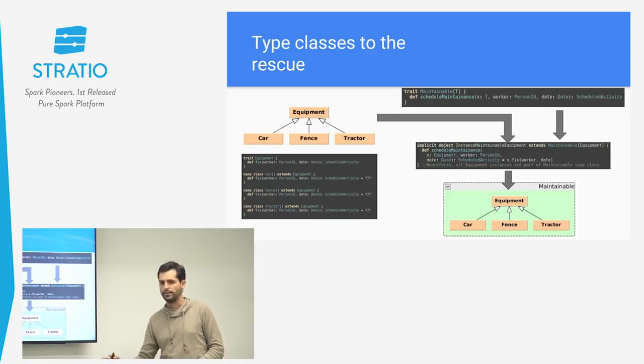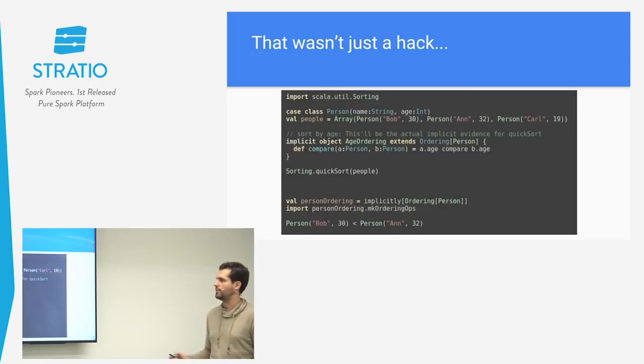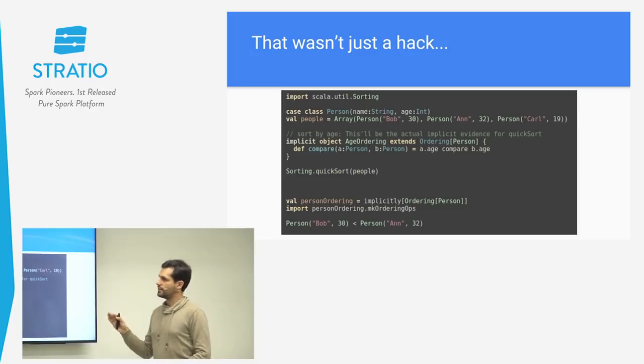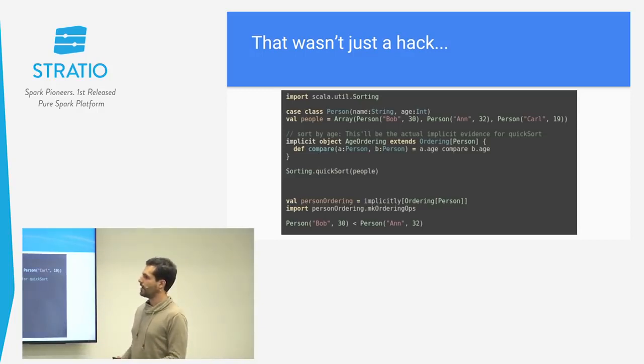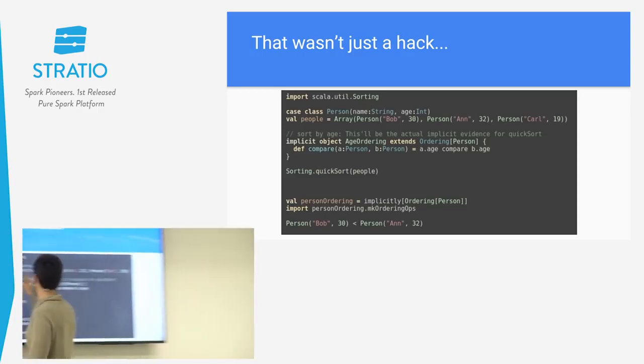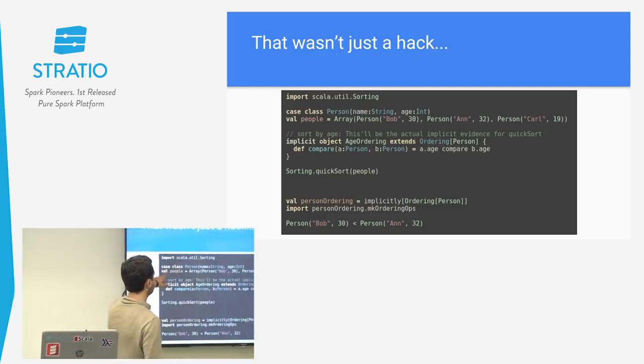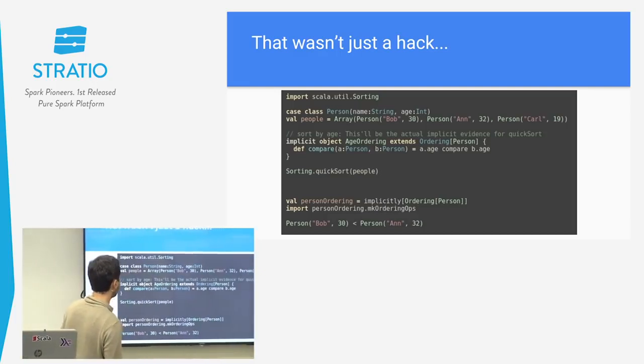We are already using this in Scala. You probably have already used it. This is something that I have shown before. We have a class, person, with a name, an age. We have an instance, people. And we need to order them.